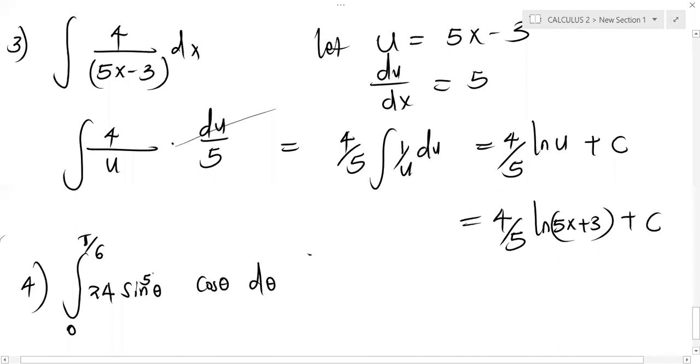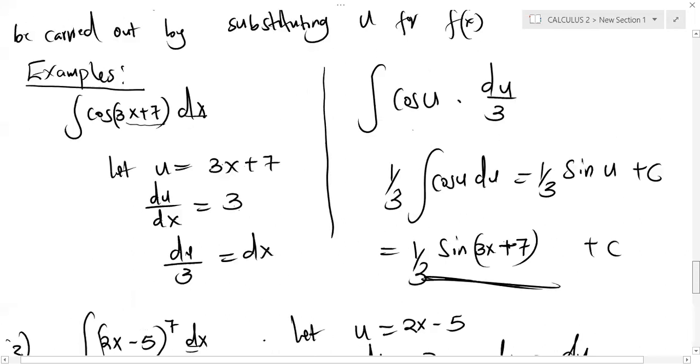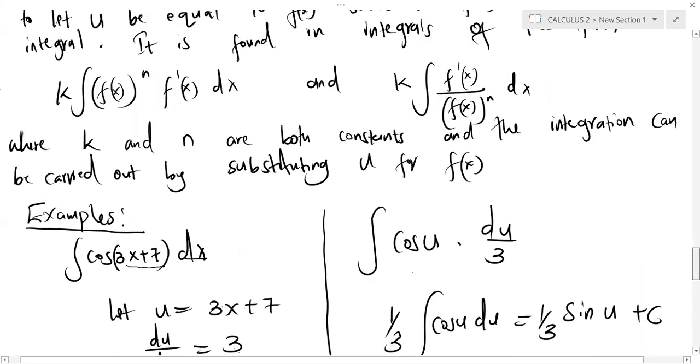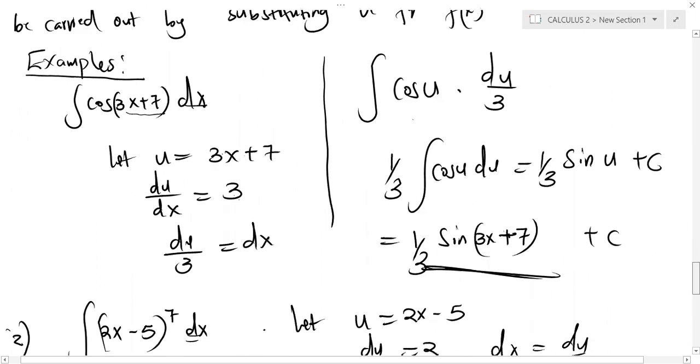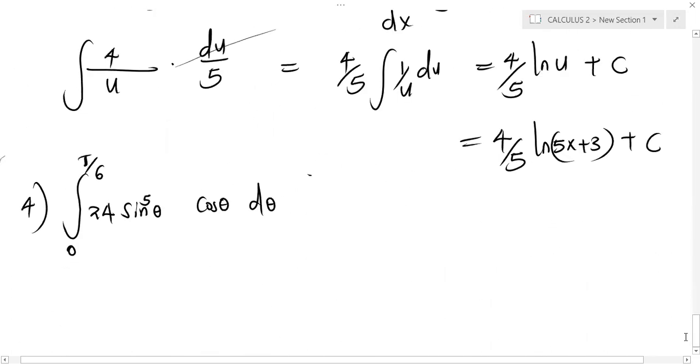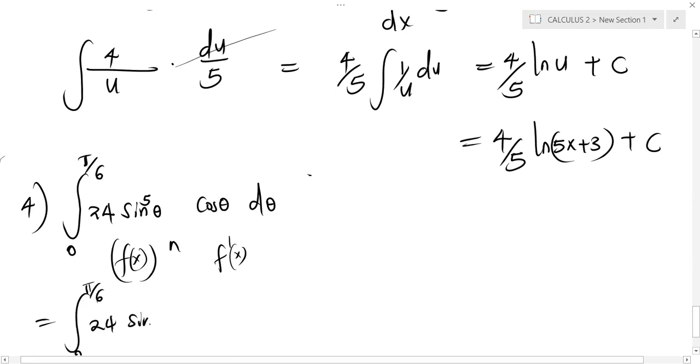Clearly, this is in the standard form that we wrote here for algebraic substitution. You have f of x to the power n and f prime of x. So this is f of x to the power n and this is f prime of x. Okay, fine. So we are going to rewrite this as the integral from 0 to pi over 6 of 24 sine theta raised to power 5 cos theta d theta.